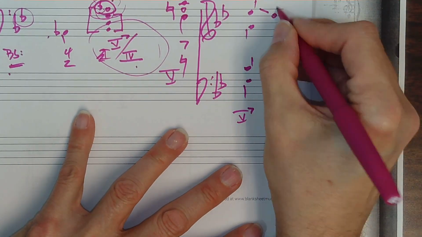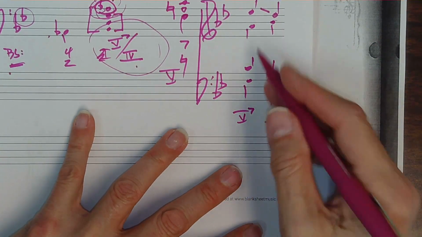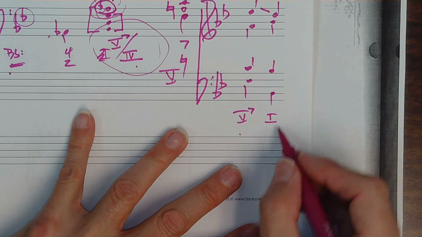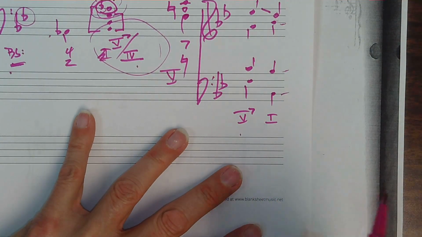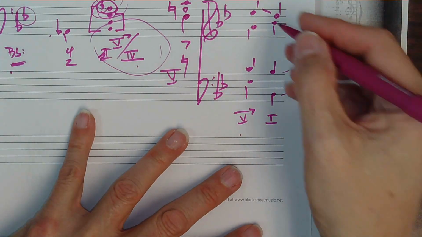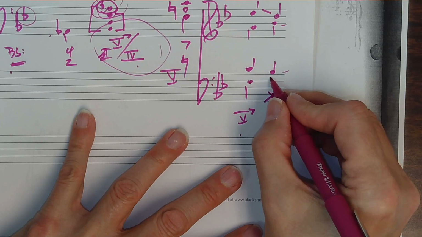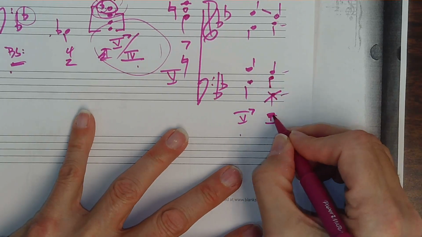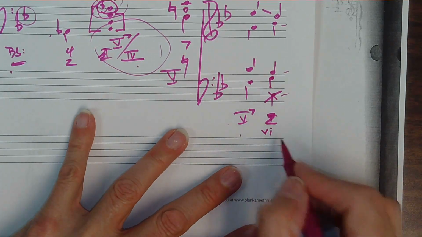The 7th would resolve down, the leading tone would go up. This would double the B flat, and this would be a complete 5/7 to an incomplete 1 chord with 3 roots and a third. Now the other possibility would be that instead of going to the B flat, this bass could just step up to G, and that would give us a deceptive resolution from 5/7 to 6.